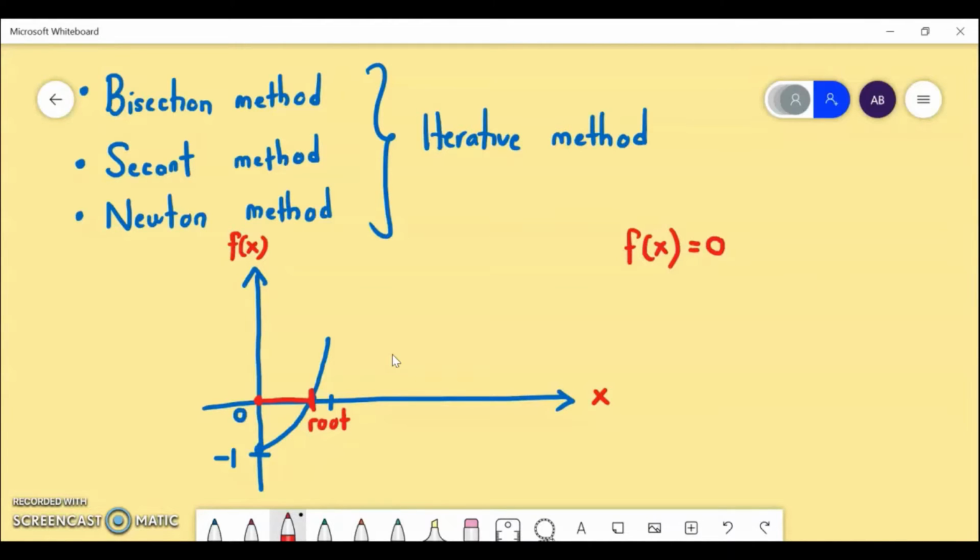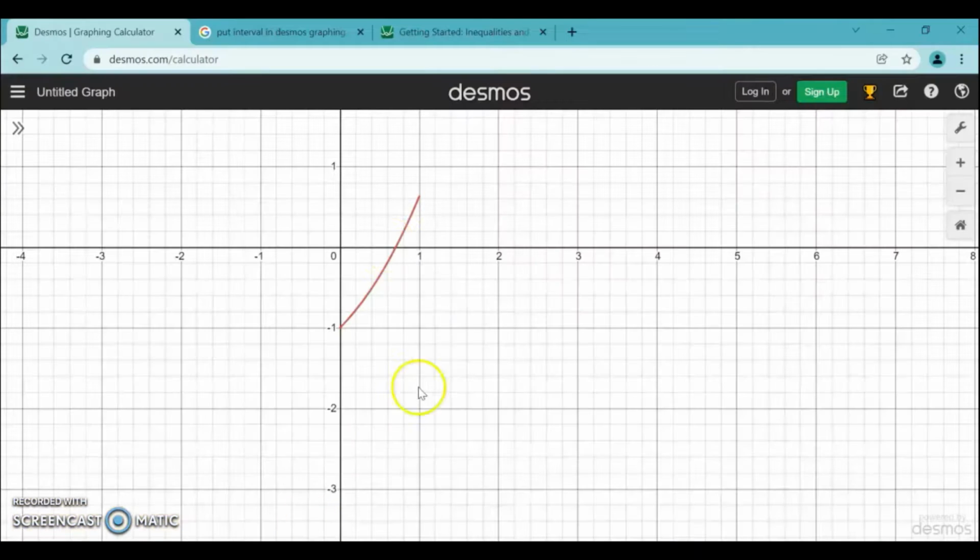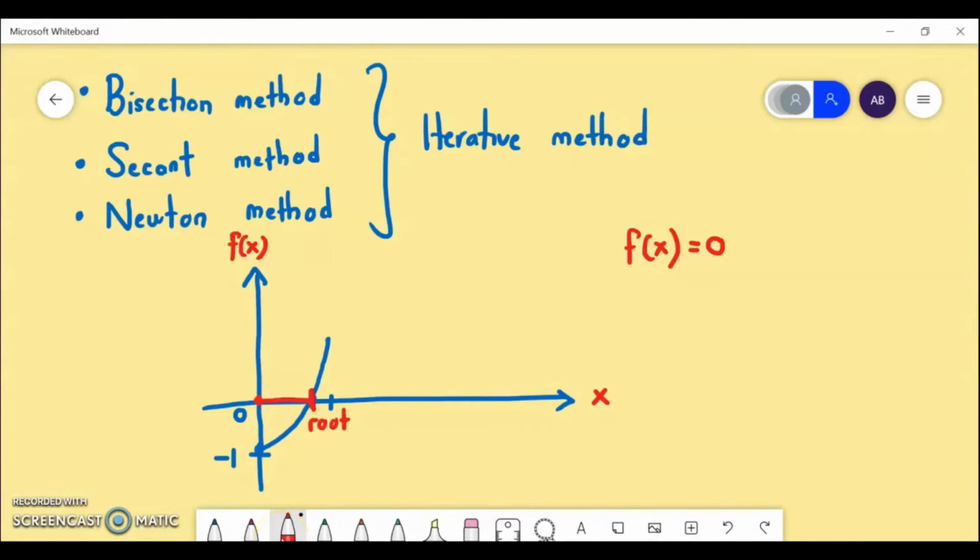You can see that the root lies somewhere in between here, from 0.6 to 0.8. So the root lies in the interval 0.6 to 0.8, somewhere in between here. That's the root. So how can we find the exact value?